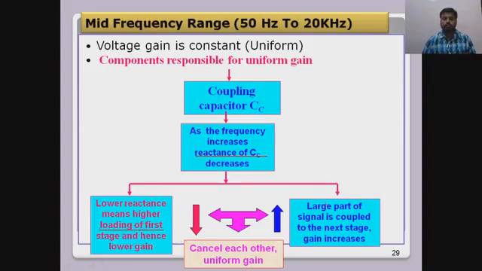And at the low frequencies, a large part of the signal is coupled to the next stage and gain increases. So here the cycle repeats. Both get cancelled and here you get a uniform gain at the mid frequencies. Because of the coupling capacitor we are getting the flat response during the mid frequency range.